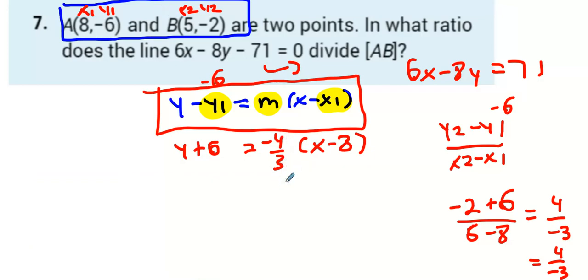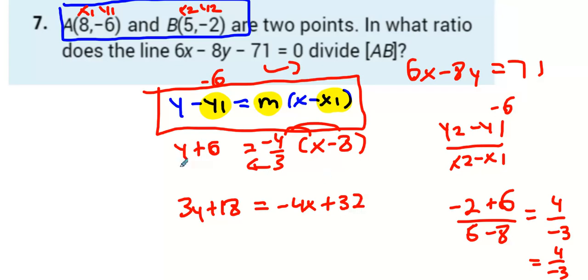See the way the 3 is division on the right. What does it make it on the left? So if 3 is division on the right, it becomes multiplication on the left. And that'll be 3y plus 18. Multiplying that by minus 4, and what do we get? 32. Move it all to one side. Well, move the 4x to one side. 4x plus 3y. And 32 take 18, 14. Okay with that? Okay.